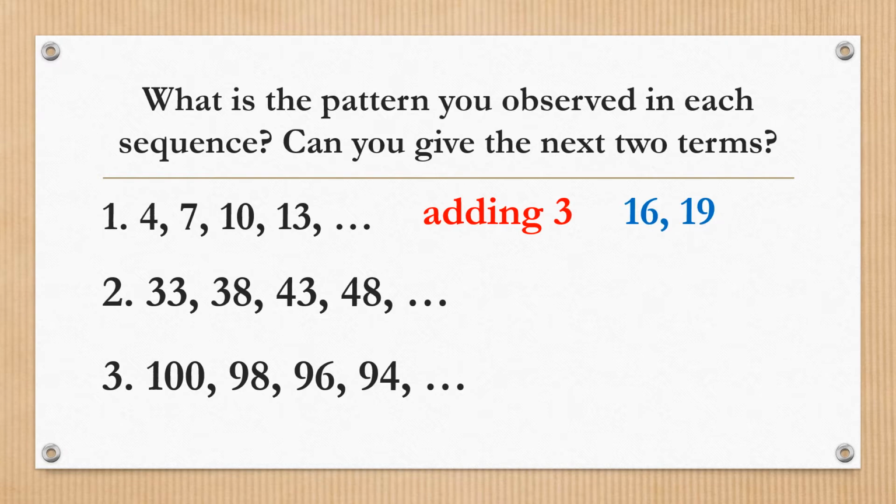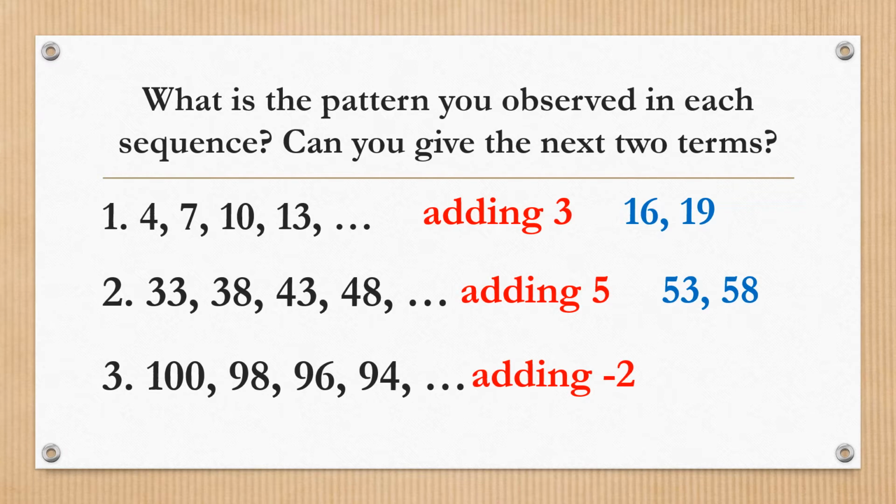For number 2, we have 33, 38, 43, 48. Very good. The pattern is by adding 5 to the preceding term. So the next two terms are 53, 58. And for number 3, we have 100, 98, 96, 94. Very good. The pattern is by adding negative 2 to the preceding term. So the next two terms are 92, 90.